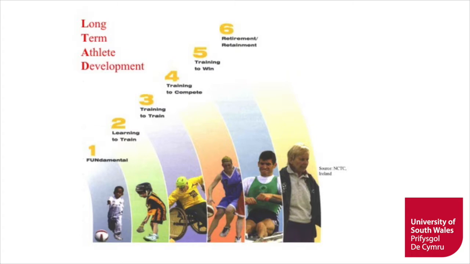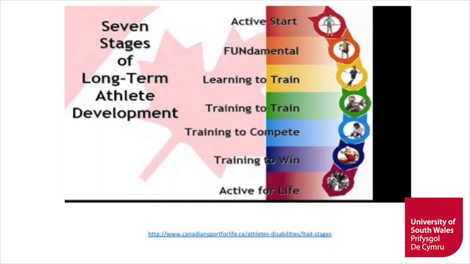So this is an initial model which looks at 1 being the fundamental stage, 2 the learning to train stage, 3 the training to train stage, 4 training to compete, 5 training to win, and then 6 retirement and retainment. In addition to that model, as you can see here, we've got the Canadian Sport for Life model. The terms and the stages are very similar, but they just use different language. So there's 7 stages: active start, fundamentals, learning to train, training to compete, training to win, and then active for life, rather than that retainment terminology.